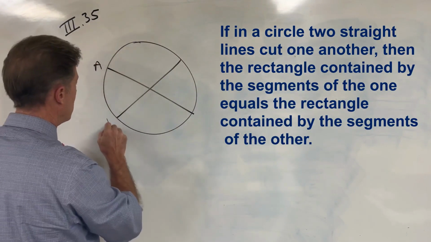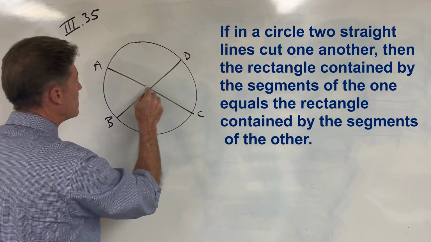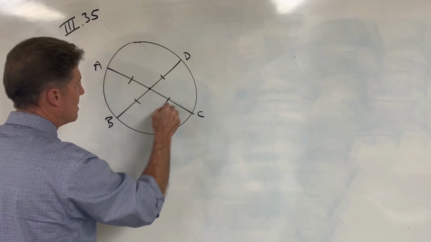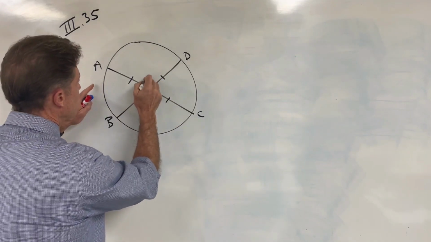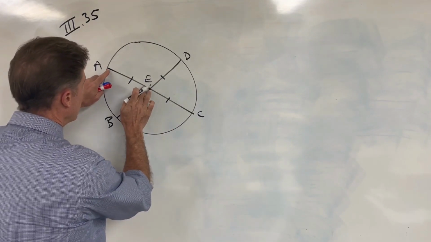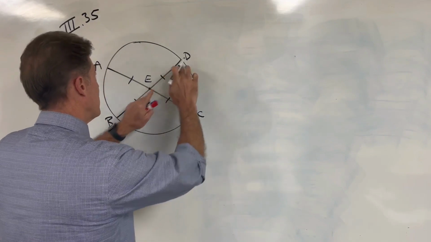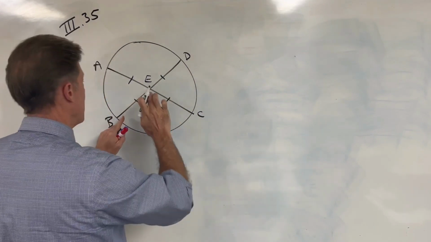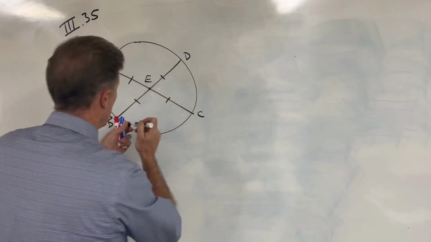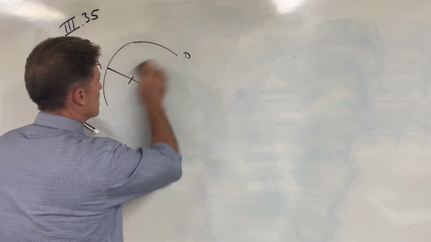so A, B, C, D, if they cut one another at the center of the circle, then obviously all these lengths are equal as radii of the same circle. And therefore it's manifest that the rectangle contained by this equal segment and this equal segment will be equal to the rectangle contained by this and this. In fact, they're squares. So the square made by this figure is the same as the square made by this figure. All right, so what about if they don't cut each other at the center of the circle?